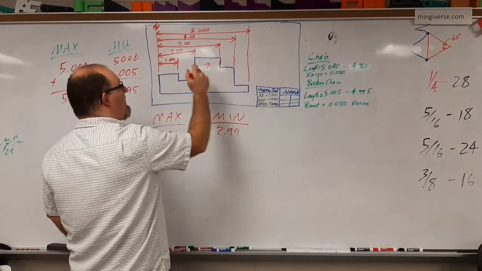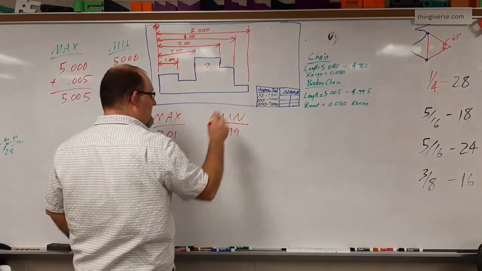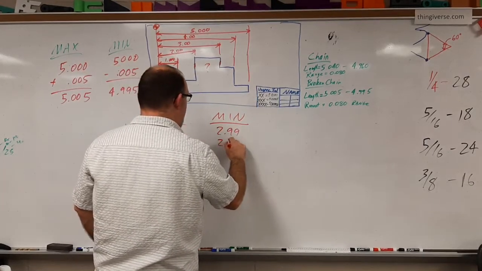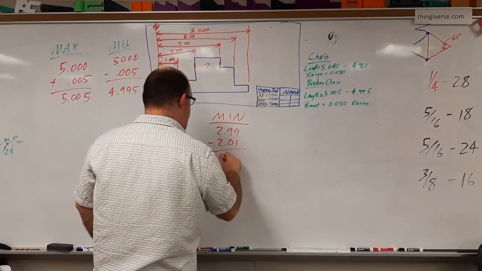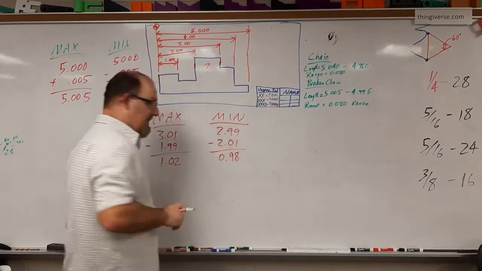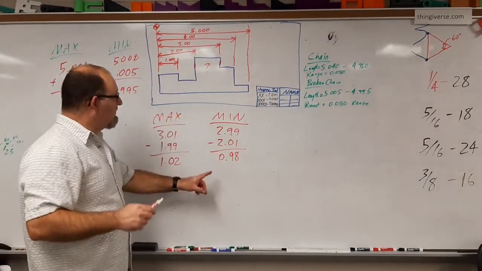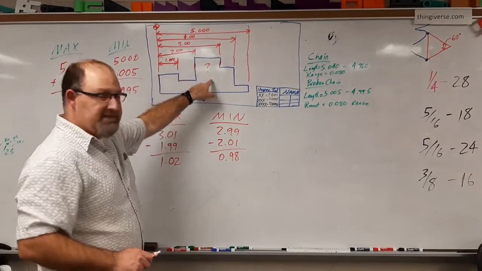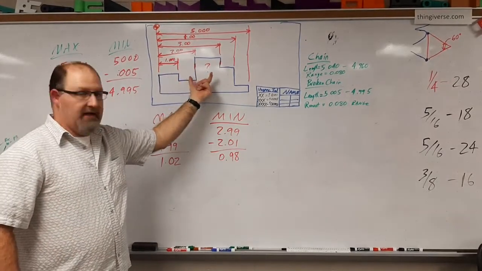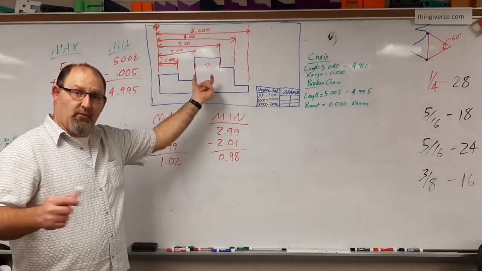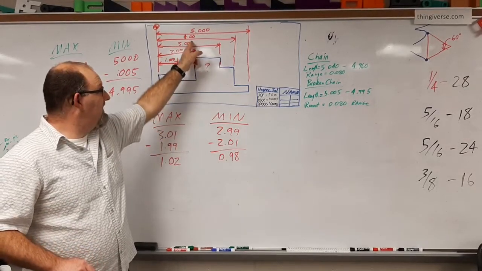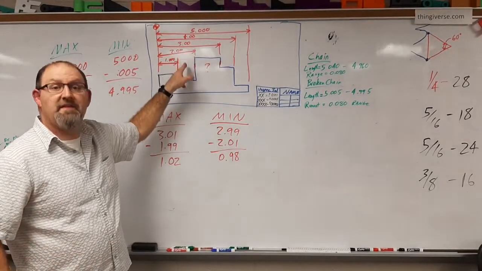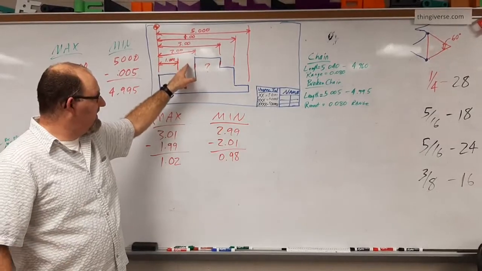Going farther this way would be the 2 plus the unspecified tolerance of 0.01, which would be 2.01. We subtract those out and we get 0.98. Okay? So in this particular case, it's still going to have the wiggle room between this tolerance and this tolerance, or the dimensions with those tolerances.